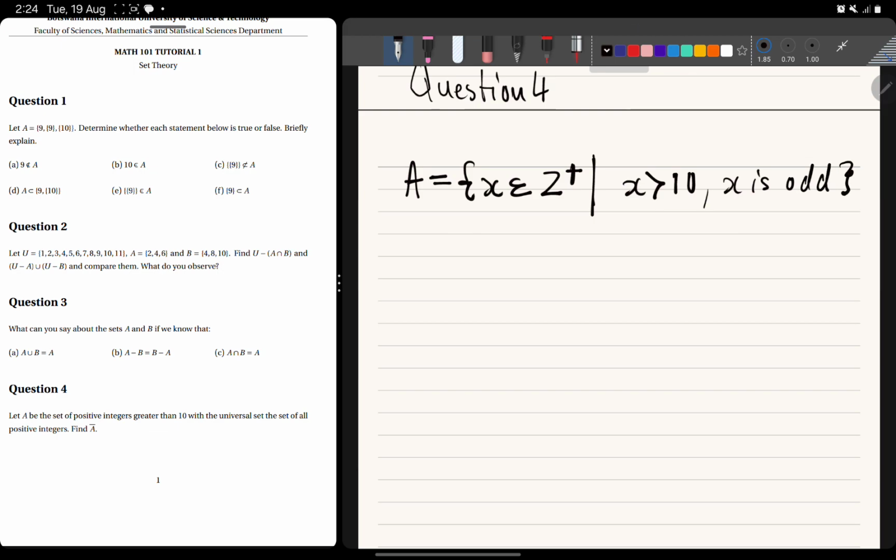Okay, these are the things in A. Did it say odd? No, just positive integers. Okay, so x should be greater than 10, and we are done, right? So it's positive integers, and x should be, yeah, greater than 10.